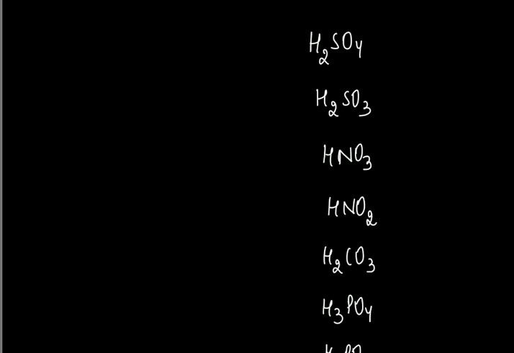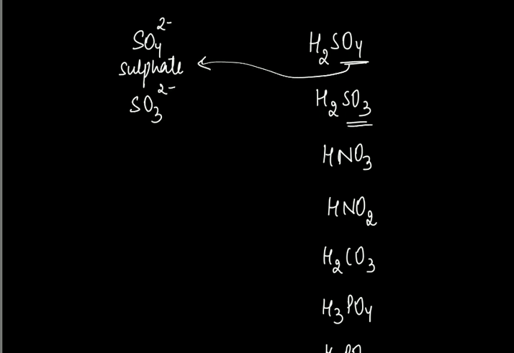So, in order to name these acids, we need to learn a trick, and before that, we need to understand the names of these radicals. Now, let's see, SO4 2 minus is something called sulfate. Now, I'm linking over here, if you can see this. SO3 2 minus is a polyatomic ion, and this is called sulfite.